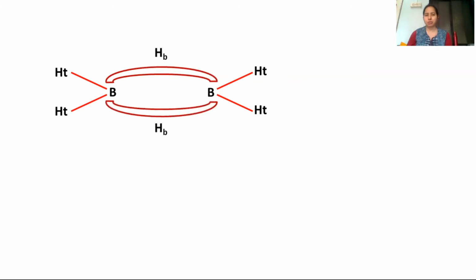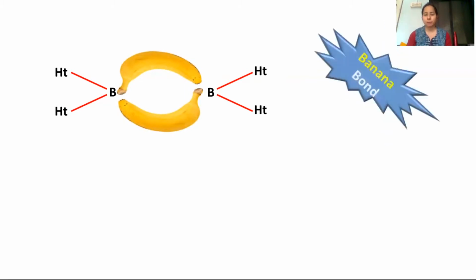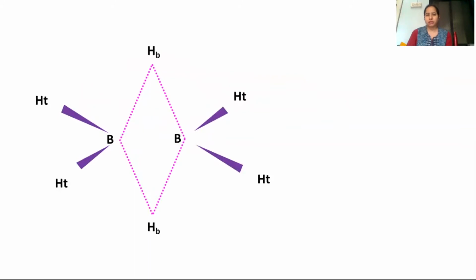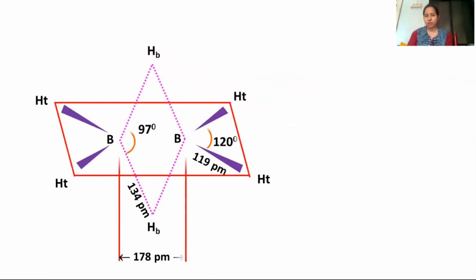So moving ahead with the structure, you can see boron is linked with 4 terminal hydrogen atoms and 2 bridge hydrogen atoms. If you want, you can draw this structure. This structure represents the shape of a banana, and therefore we also call this a banana bond. Means we can say diborane has banana bonds. If I draw the structure properly, you have terminal hydrogen atoms, this is the one, and you have bridge hydrogen atoms also.